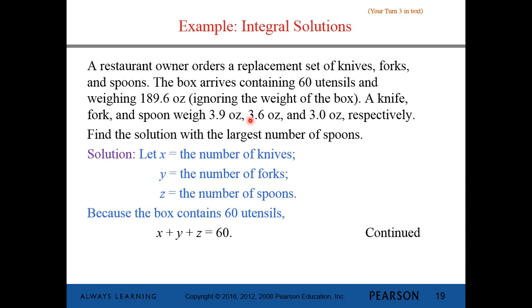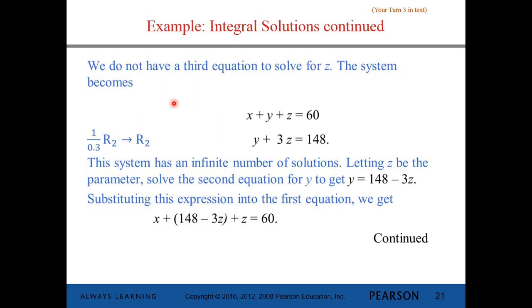Let's go back. We've got 60 utensils. These are what we call the constraints on the system. There can only be 60 utensils, so the most spoons you can have is 60, right? That's if you have no knives or forks. But also the weight can be no bigger than 189.6 ounces. So we need to use those two things to help us here.